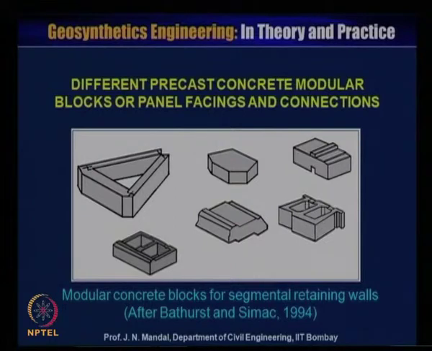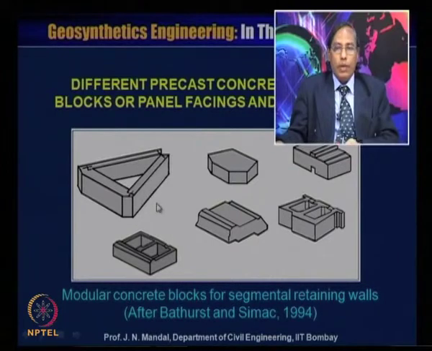You can see this is a modular concrete block for a segmental retaining wall, after Bathurst and Simac, 1994. You can see this is a kind of block, and there is a hole here. This acts as a facing element, and this hole is filled with aggregate, which will act as a drainage. So you need proper drainage at the facing element. Apart from the back, the bottom and the top, you also require proper drainage at the facing.